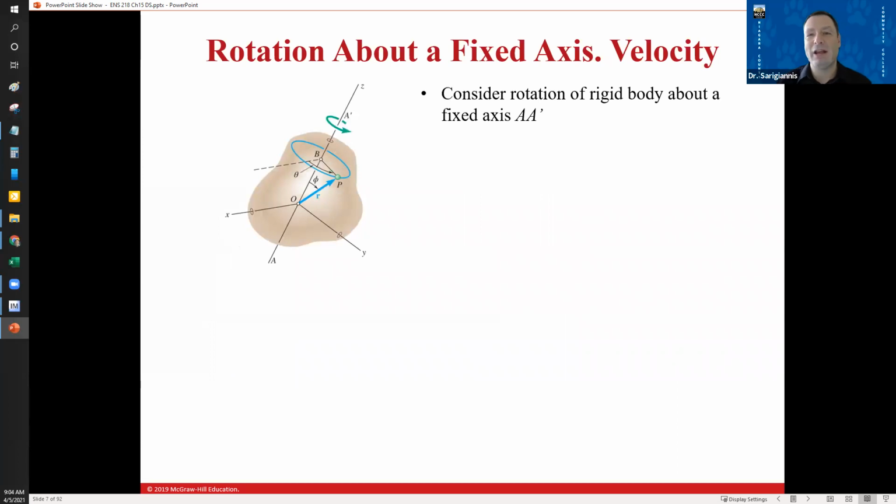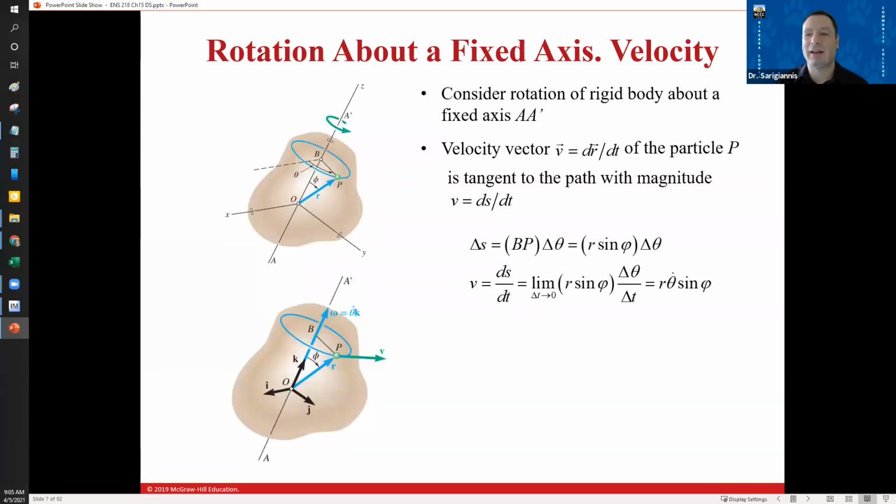So now we're going to talk about rotation. Rotation is always about some kind of fixed axis. That axis can be changing, and we're going to get into that; it's a more complex topic. But just look at the rigid body here rotating about the axis A prime, which is the z-axis here. You can write a position vector for that point P, for any given point on this body, and describe the rotation based on that position vector.